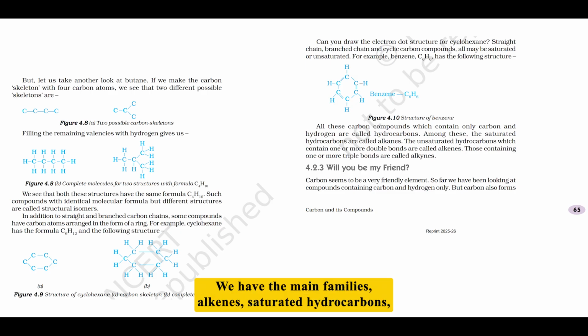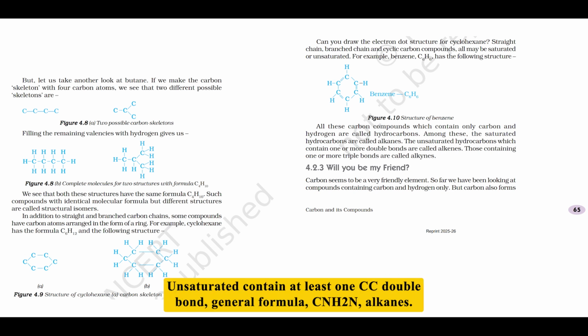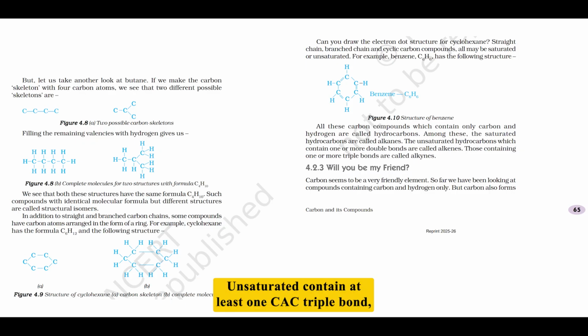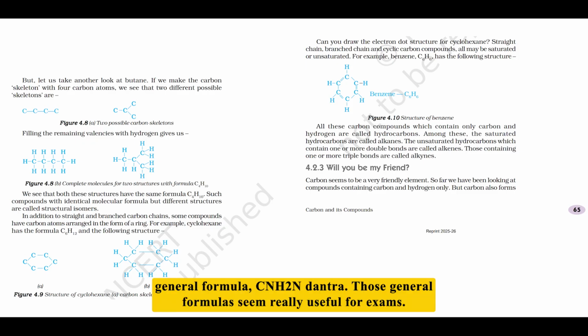Alkanes, saturated hydrocarbons, single C-C bonds only. General formula, CnH2n+2. Alkenes, unsaturated, contain at least 1 C=C double bond. General formula CnH2n. Alkynes, unsaturated, contain at least 1 C≡C triple bond. General formula CnH2n-2. Those general formulas seem really useful for exams.